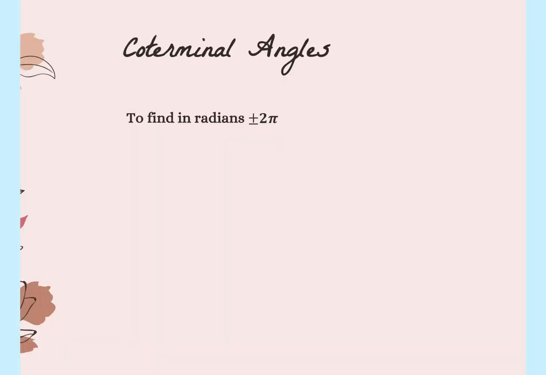All right, so to find coterminals, if you think about it in degrees, we add and subtract 360, right? 360 is our full circle in degrees. In radians, it's 2 pi. That's our full circle. So whatever's there, we're going to add and subtract 2 pi. If I want to make it bigger, I add 2 pi. If I want to make it smaller, I subtract 2 pi.